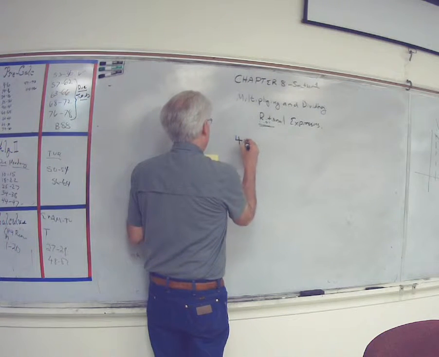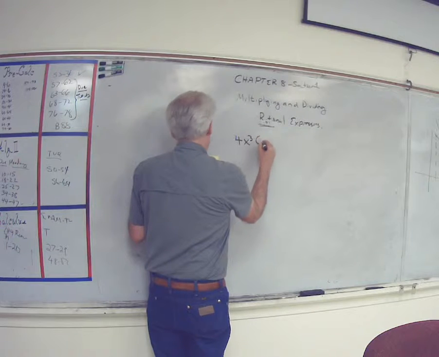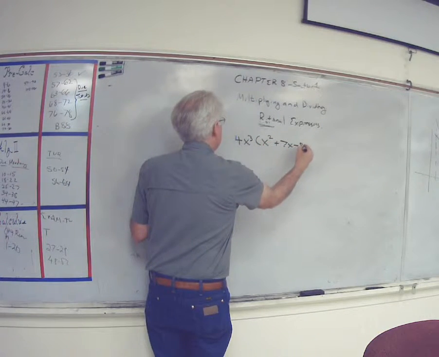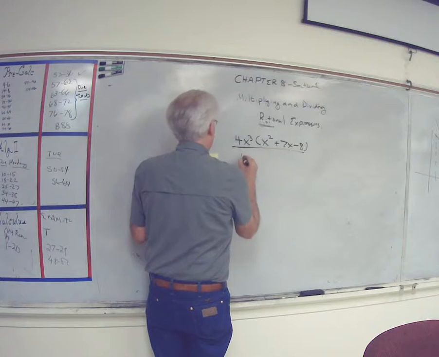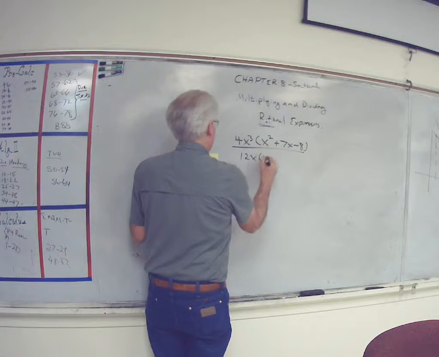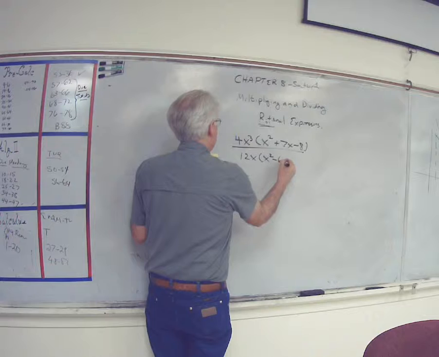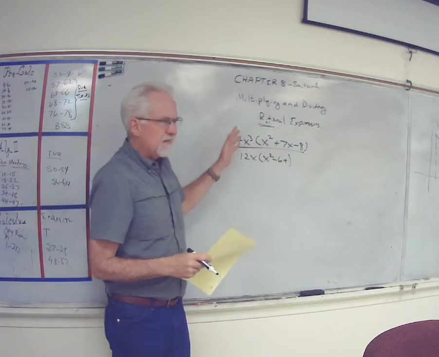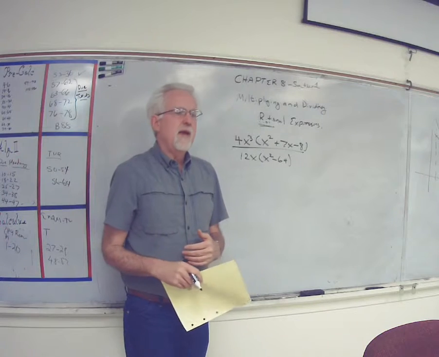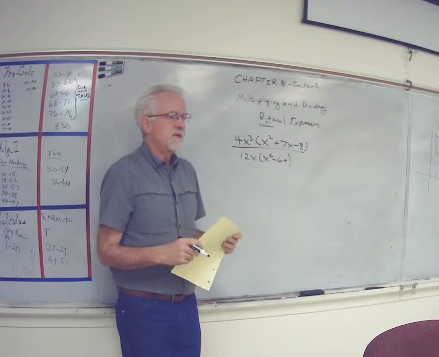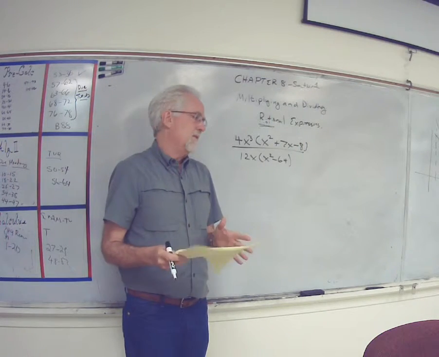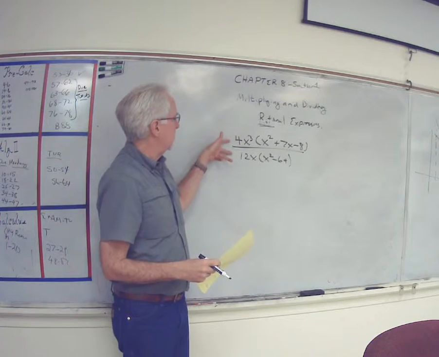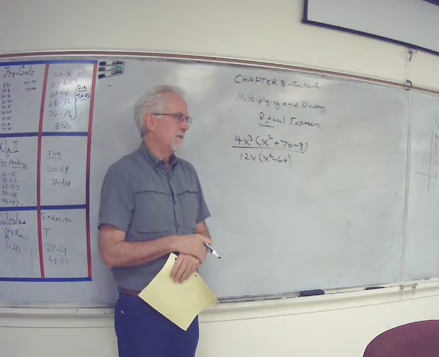What if I have 4x cubed times x squared plus 7x minus 8, over 12x times x squared minus 64, and we want to simplify. When you look at this, there are two things you could do, and one of them would be a good thing to do and one of them would be a bad thing to do. What's one thing that you could do with the numerator and denominator?